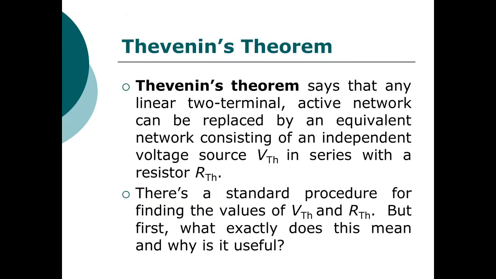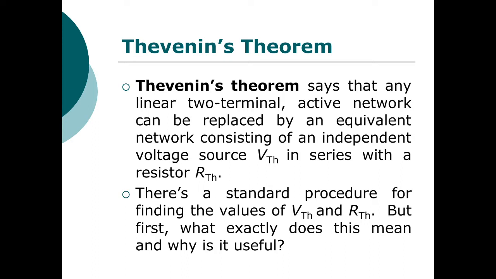Thevenin's theorem says that any linear two-terminal active network can be replaced by an equivalent network consisting of an independent voltage source VTH in series with a resistor RTH. I think we all know what a two-terminal network is. When a network has two terminals, we call it a two-terminal network. And what is an active network? When a network has any kind of source, we say that the network is an active network.